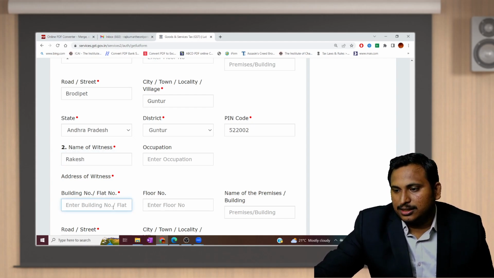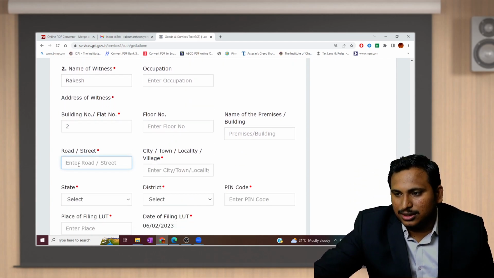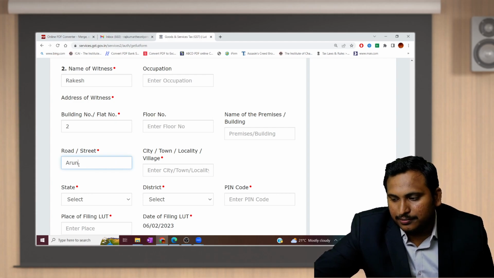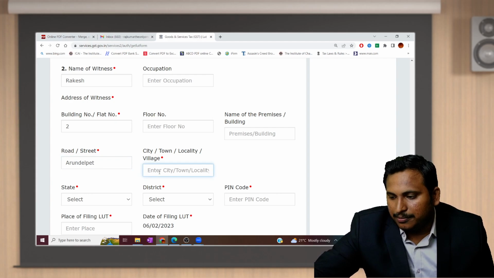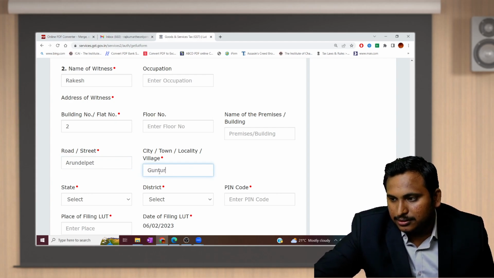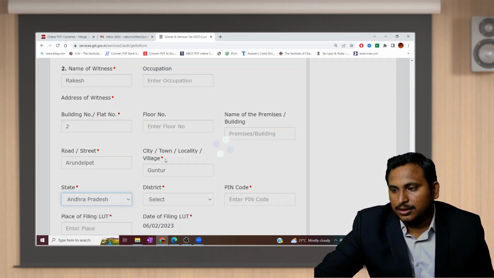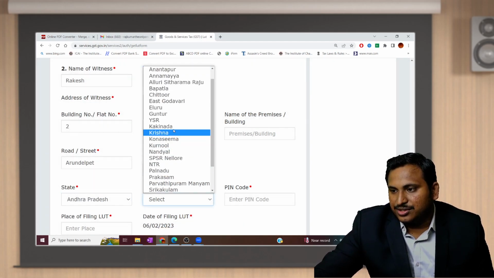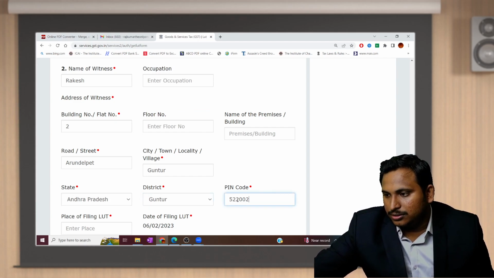Once again, you have to give some flat numbers, and I'm just showing you how to fill. That's all. I'm not giving any real data. These are just some random data. So just type that. Then select the state. Once again, district. Then once again, the pin code.